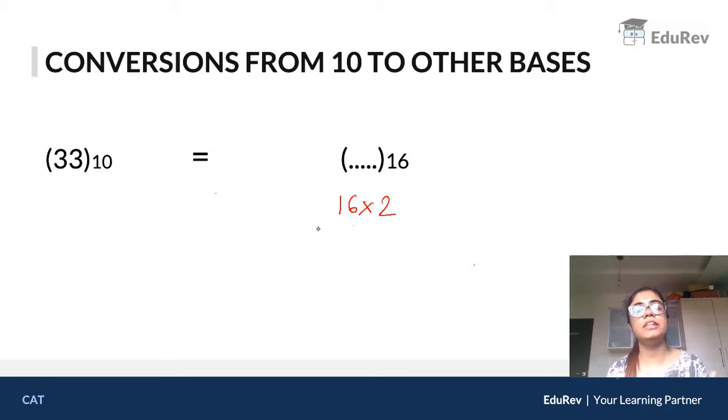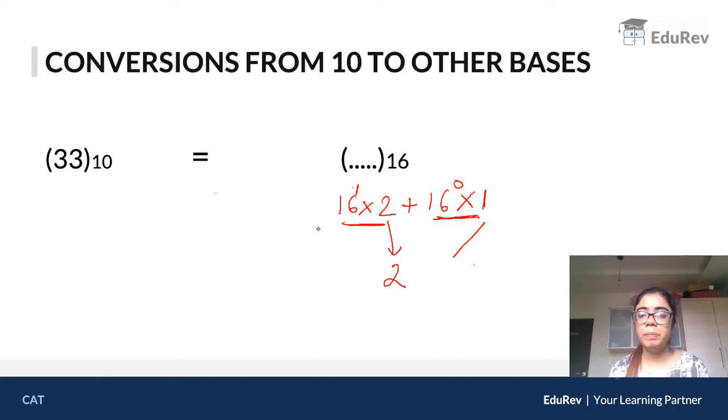But I want 33. So this is 16 raised to 1 into 2 plus 16 raised to 0 into 1. Because this is 32 and this is 1, it gives me 33. So you will just pick 2 from here. You will pick 1 from here because 16 just gives a place value and your answer is 21 to the base 16. So 33 to the base 10 is 21 to the base 16. Okay?